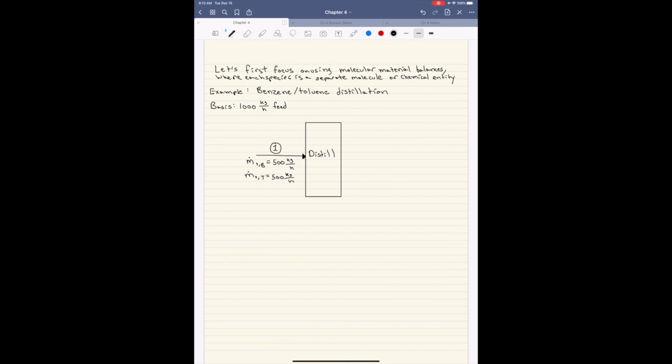We're also going to have two streams coming out of the distillation column. We're going to have our top product stream, which is going to be enriched in the more volatile component. I'm going to call that stream 2. Then we're going to have a bottom stream, stream 3, that's enriched in the less volatile component. In stream 2, the top product stream, it's going to be enriched in the more volatile component, which is the benzene. And benzene is more volatile than toluene because it has a lower boiling point at atmospheric pressure.